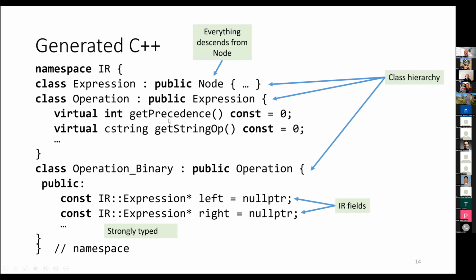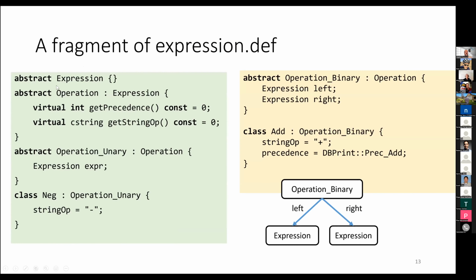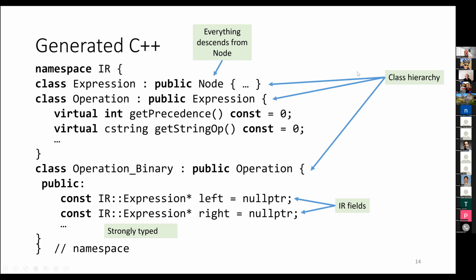And the virtual functions get compiled to virtual functions, and the binary operation is a subclass of operation, which has a left and a right. And you see here that the fields are compiled into pointers, and they are const pointers in C++, which means that once you set them, you cannot change them. That's what makes the IR immutable. So you can see how the inheritance in these def files is compiled into a class hierarchy, and the fields are strongly typed, and this actually will prevent you from building many kinds of wrong programs. Not all of them, but it's very difficult.